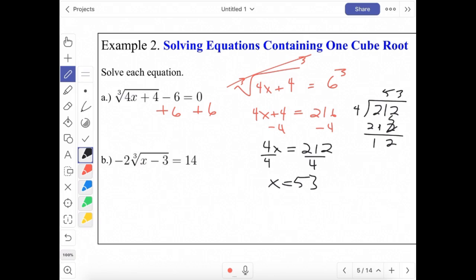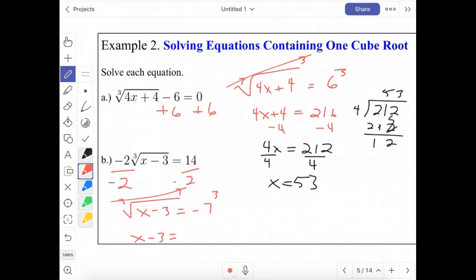Works out. Next one over here, divide by negative 2, divide by negative 2. Cubed root of x minus 3 is equal to negative 7. Cube both sides. X minus 3 is equal to negative 7 cubed. Negative 7 cubed is equal to negative 343. Plus 3 plus 3, x equals negative 340.